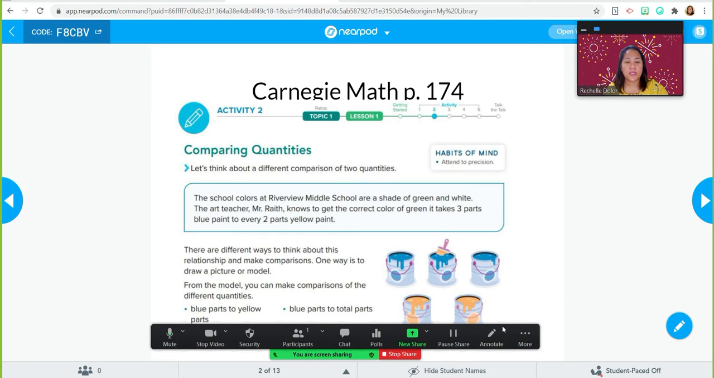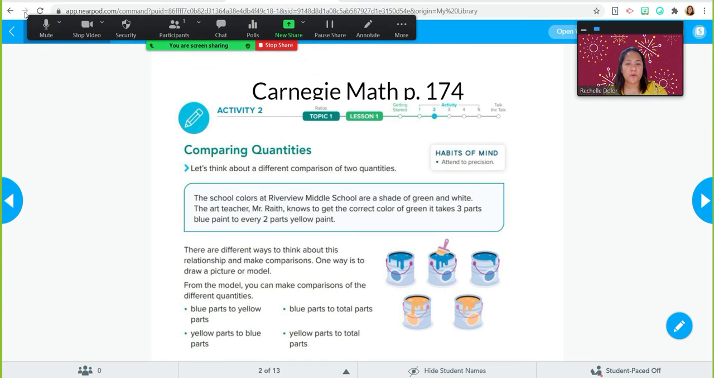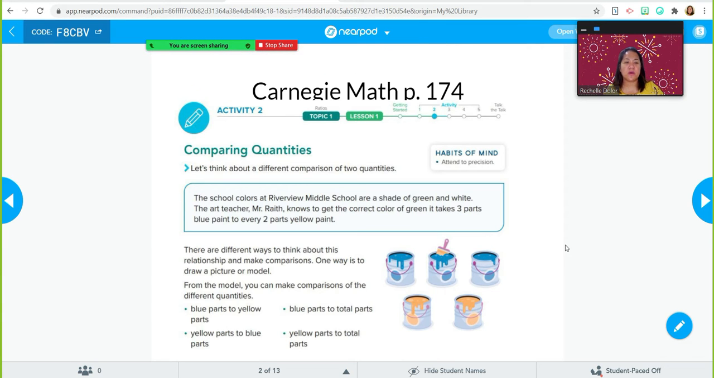So go ahead, open your math book on page 174. And we're going to read the quantities here, right? So comparing quantities. Let's think about the different comparison of two quantities. Okay, we have here a situation. The school colors at Riverview Middle School are a shade of green and white. The art teacher, Mr. Rate, knows to get the correct color of green, it takes 3 parts blue paint to every 2 parts yellow paint.